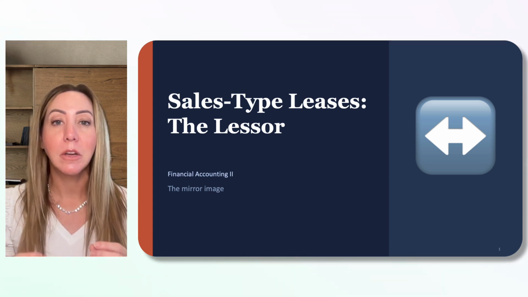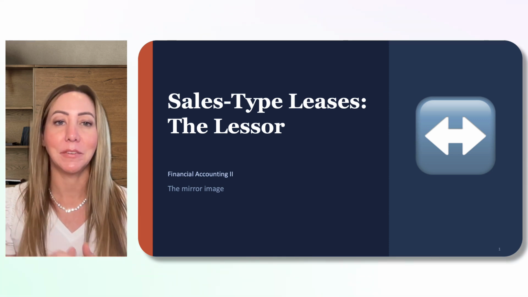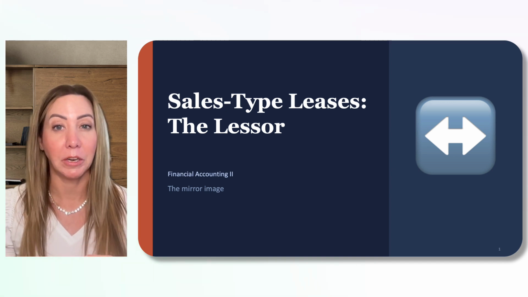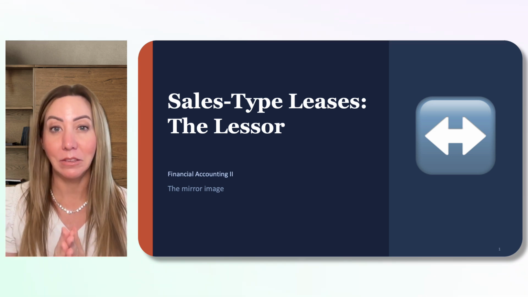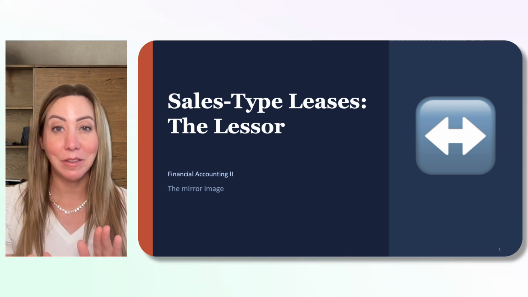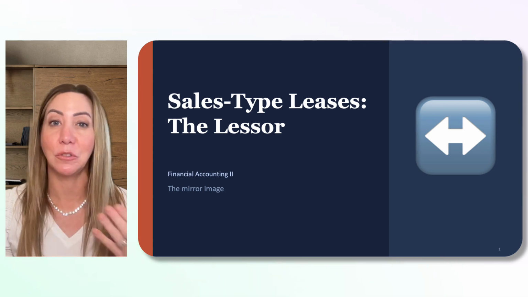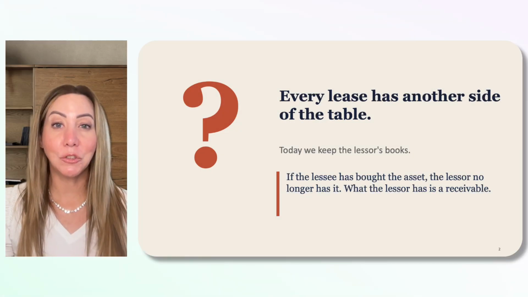purchase transaction. When a lease meets any of the 5 classification criteria from ASC 842, the lessee calls it a finance lease. The lessor uses different terminology, calling it a sales type lease, because as far as the lessor is concerned, this asset has been sold. Every lease has 2 sets of books.